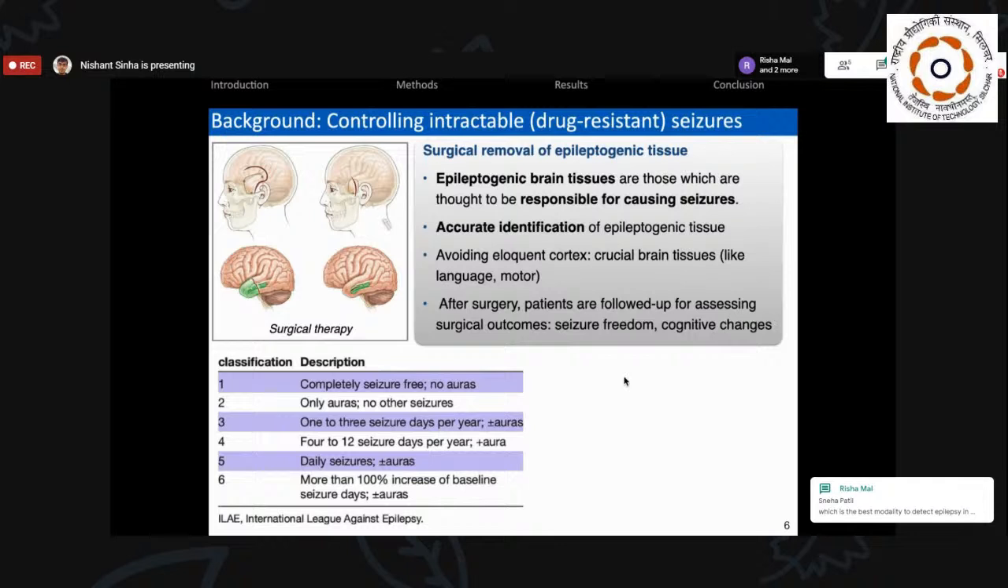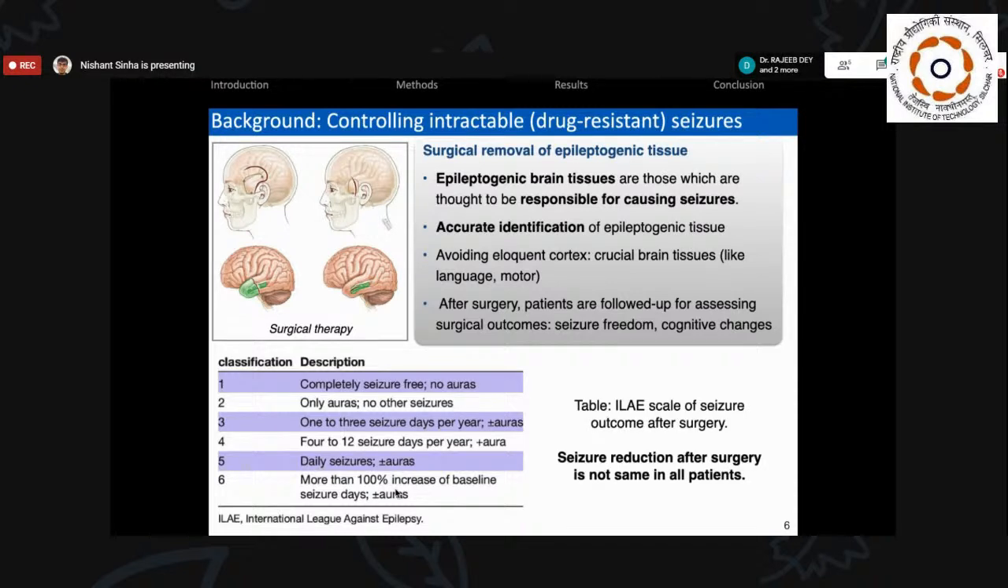Based on the International League Against Epilepsy criteria, or some other criteria, like there is also another scale called the Engel classification, the outcome of the surgery in terms of seizure freedom is classified. A classification of one means that the patient was completely seizure-free after the surgery. Two means the patient was seizure-free, but there were some auras. Three means there were some seizures. Four means there were 4 to 12 seizures. Five means seizures were occurring regularly. And six is the worst outcome, which means the seizures worsened after the surgery.